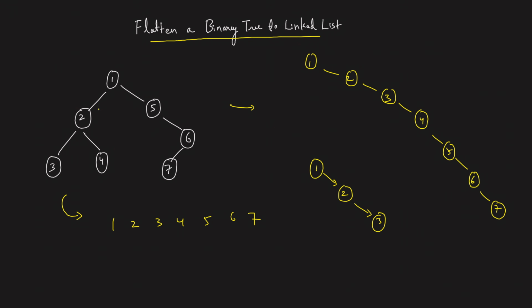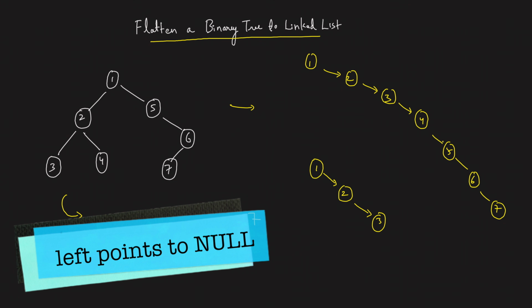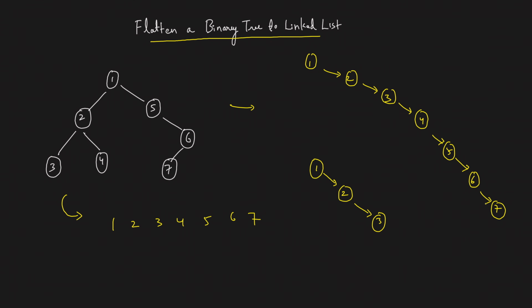I repeat, you have to rearrange these nodes such that 1's right should be pointing to 2, 2's right should be pointing to 3, 3's right should be pointing to 4, 4's right should be pointing to 5, 5's right should be pointing to 6, 6's right should be pointing to 7. That is what you have to do in order to flatten a binary tree to a linked list. So definitely you cannot create an external list. You have to rearrange the tree.